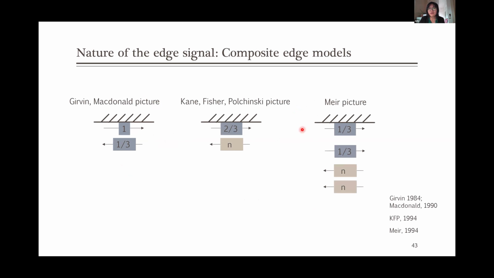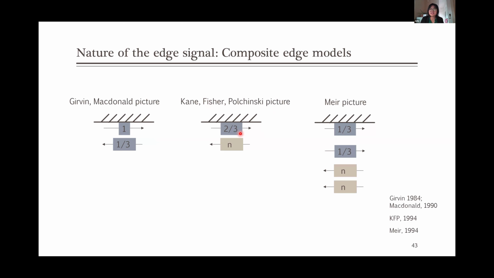can be in accordance with some of the early on theoretical arguments. For example, here, the Kane-Fisher-Polchinski picture was saying when you have a 2/3 state, then what happens is you have a 1 and a 1/3 edge state, and then they start hybridizing with each other.